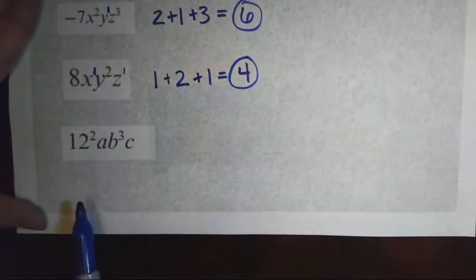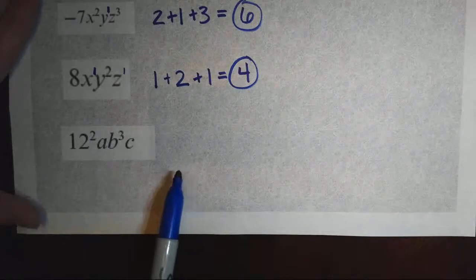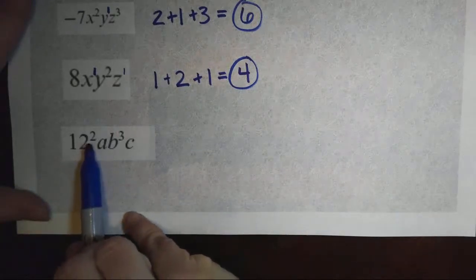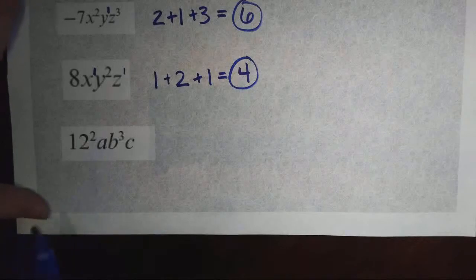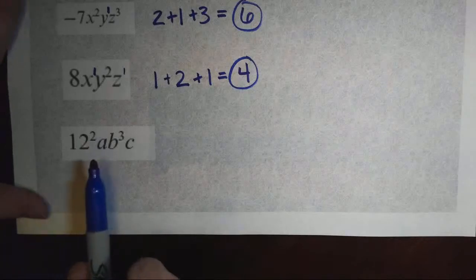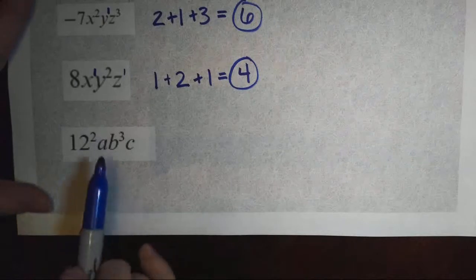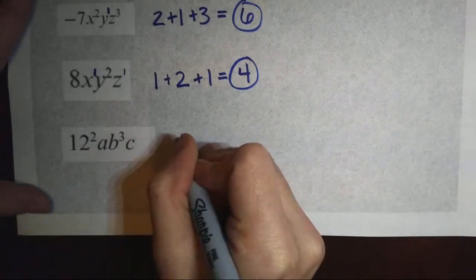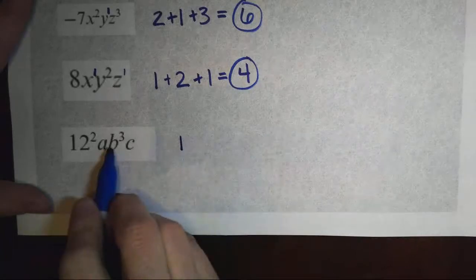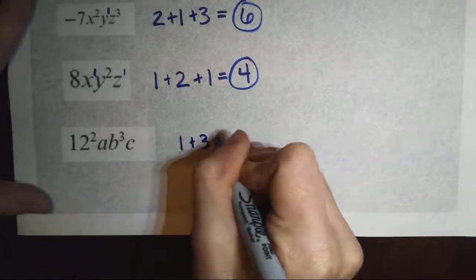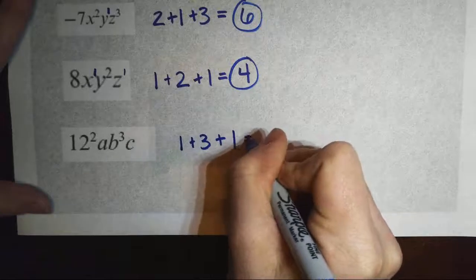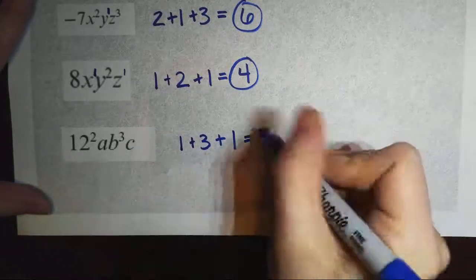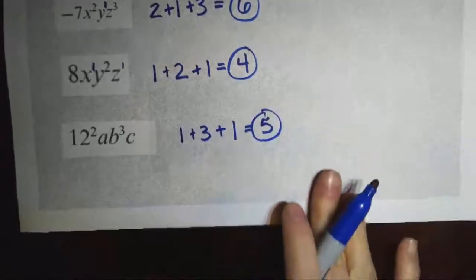And finally, 12 squared a b to the third c. We want to find the degree of this. Now notice that 12 has an exponent, but we don't count the exponents on the constants to find the degree. So we just worry about the a, the b, and the c. So a has an exponent of 1, b has an exponent of 3, and c has an exponent of 1. And when we add all those together, we get 5. So the degree of this monomial is 5.